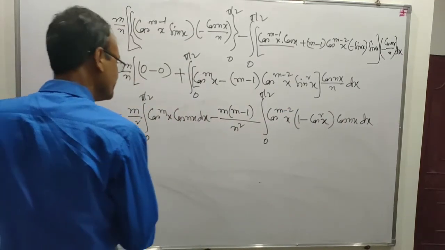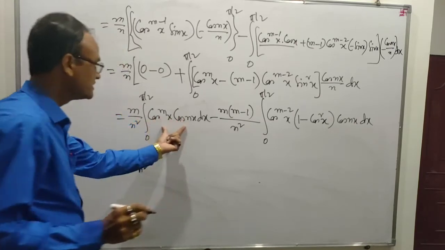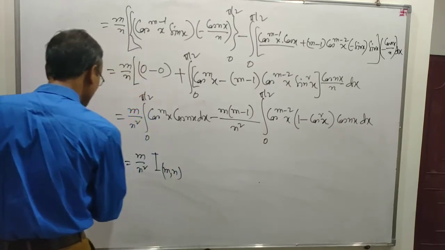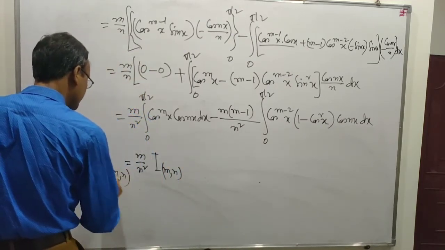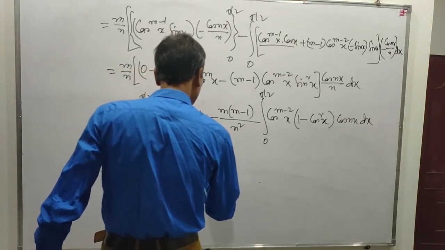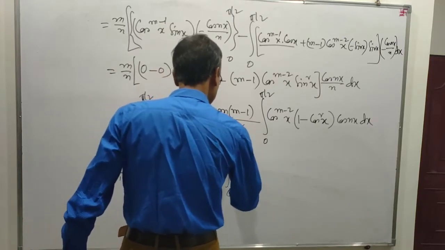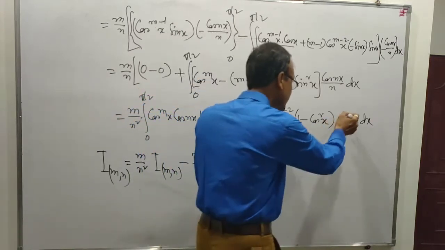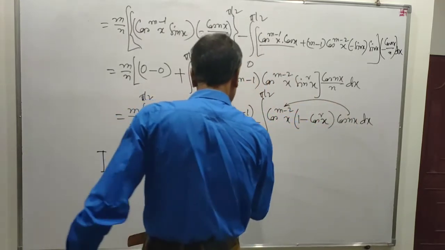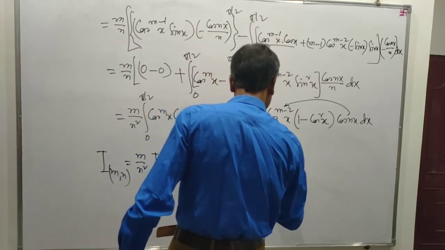This is equal to m by n square. What is this? It is nothing but I m n. The left side, you remember, is also I m n, minus m into m minus 1 divided by n square, integration 0 to pi by 2, this into this, m into 1, it will be cos to the power m minus 2x into cos mx dx.